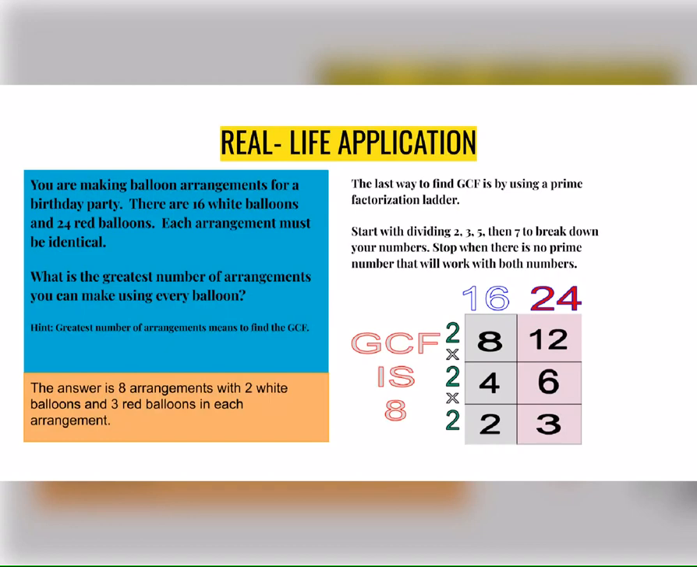But do you know how many white and red balloons are in each of those 8 arrangements? Well, just look at your leftover and that will let you know. Now think about it. If you have 8 arrangements and you times it by 2 white balloons, you get 16 white balloons. The same goes with the red balloons. If you have 8 arrangements and you times it by 3 of those red balloons, you get the 24. So the answer is 8 arrangements, 2 white balloons, and 3 red balloons in each of those arrangements.